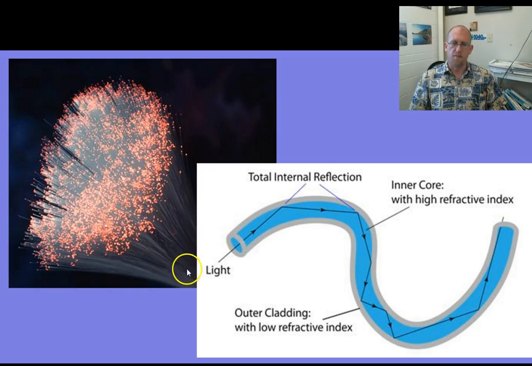And as I was saying before, the light coming down the pipe bounces at angles greater than the critical angle and stays in the pipe, even though a light beam could conceivably come out of the pipe. It never strikes at that kind of angle, and so it stays in the light pipe. And we can use these for communication at very high speeds over very long distances.